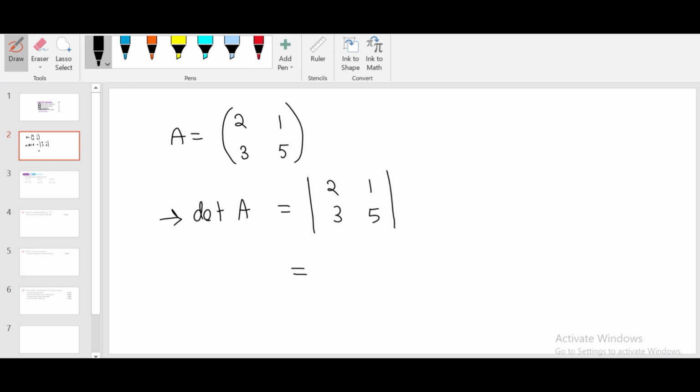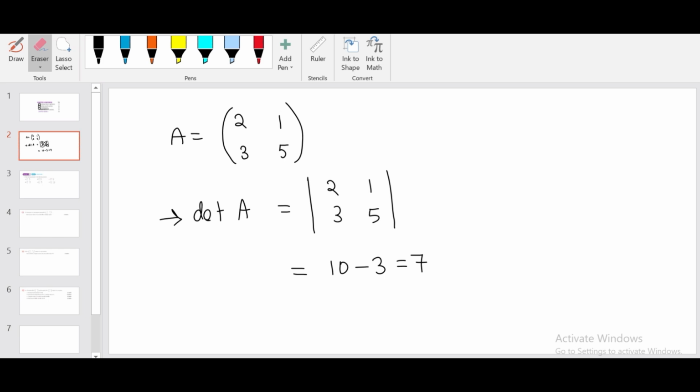How do you find the value of it? Take the main diagonal, multiply them, 2 times 5, minus this diagonal. That's how you get the determinant value of the matrix A. Understand what I'm saying? Okay.